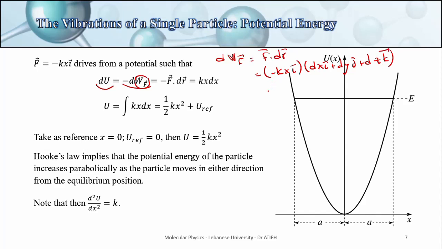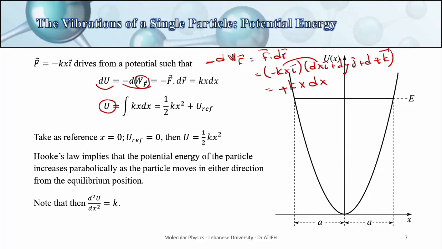So multiplying these two together, i with i, j with j, k with k, we can see there's no j's and no k's, so we'll end up with minus kx dx. So minus dW of F is equal to kx dx. If I put minus here, we get plus kx dx. This is the infinitesimal variation of the potential.